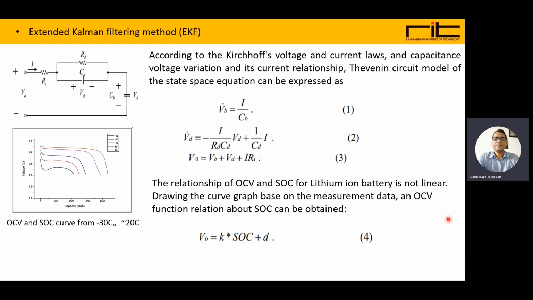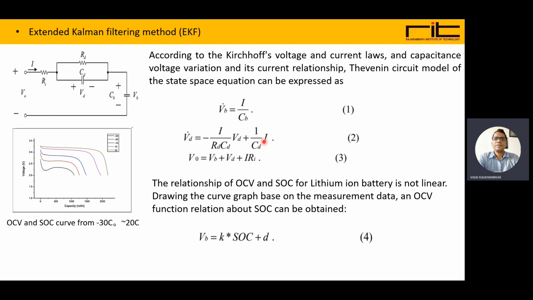According to Kirchhoff's voltage and current law, and the capacitance voltage variation and its current relationship, the Thevenin circuit model state space equations are expressed. So V dot B is equal to 1 upon CB. Again, V dot D is equal to minus 1 upon RDCD into VD plus 1 upon CD into I.